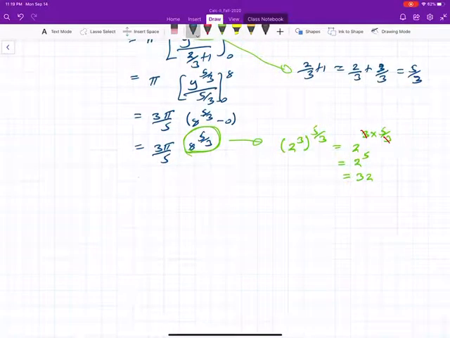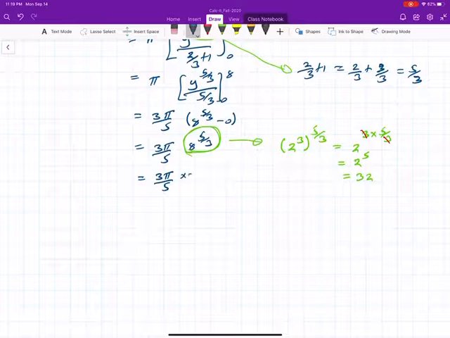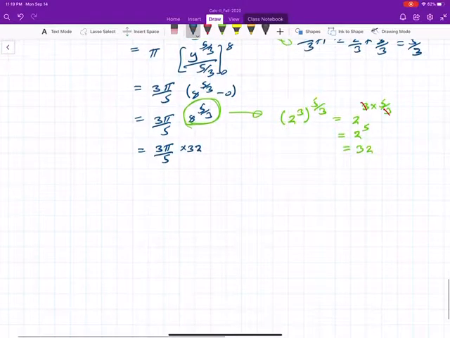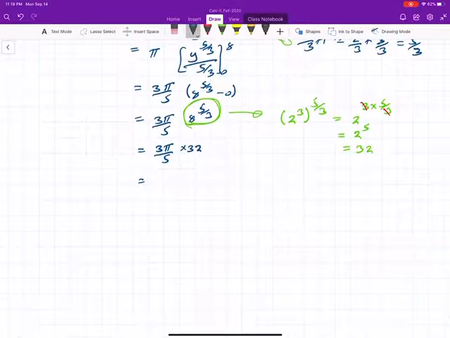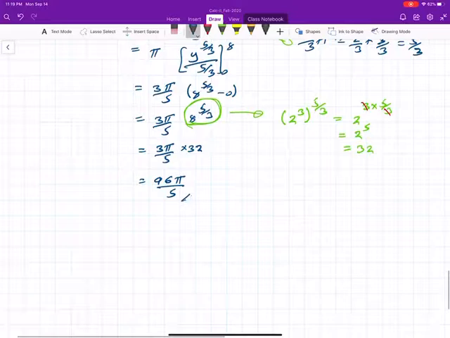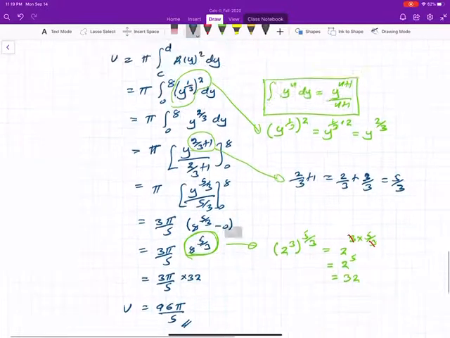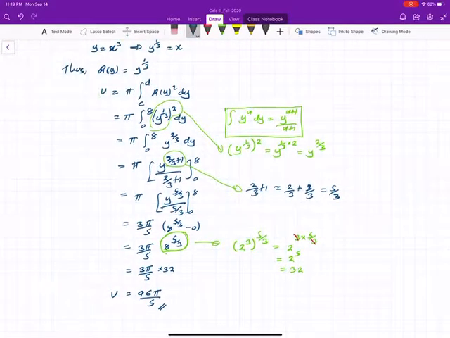And you write this as 3 pi over 5 multiplied by 32. 32 times 3 is 96, so 96 pi over 5. So this is the final answer here. We discussed two problems. This is the second problem.